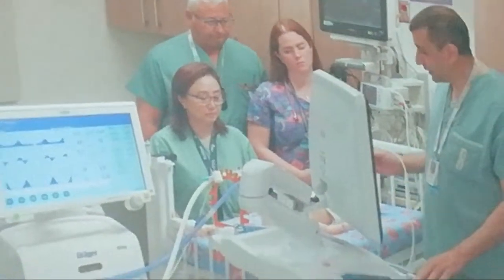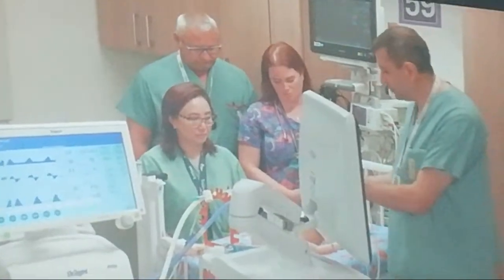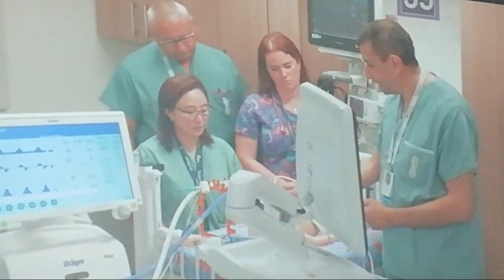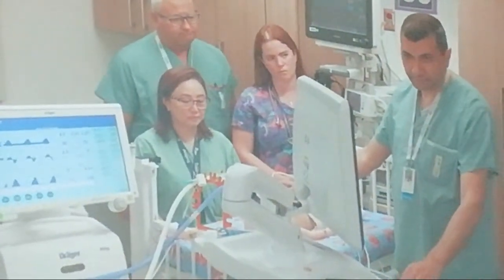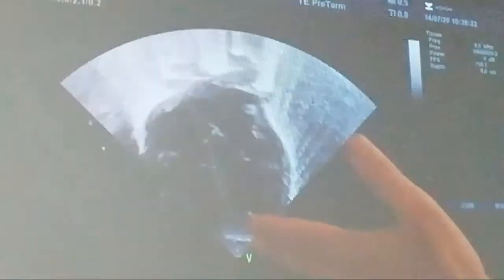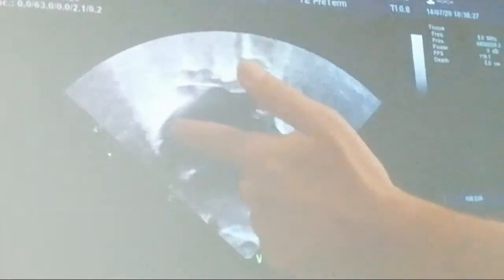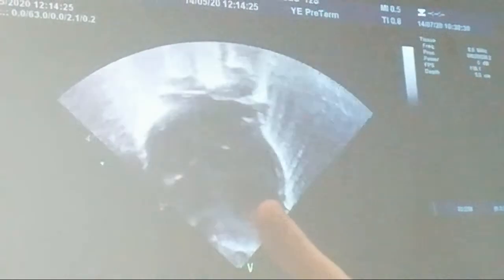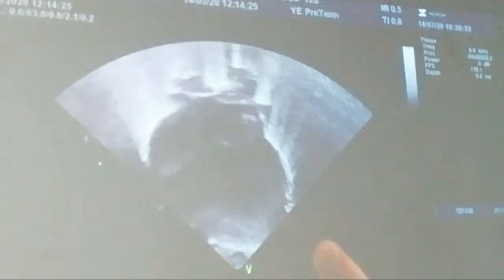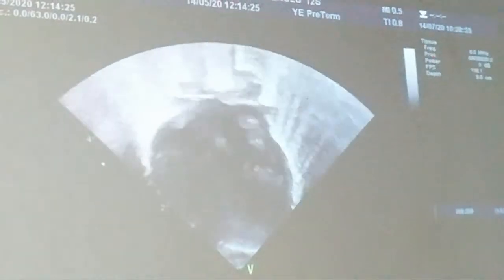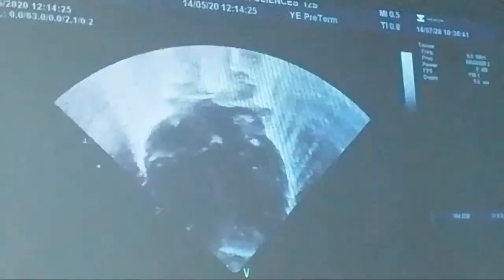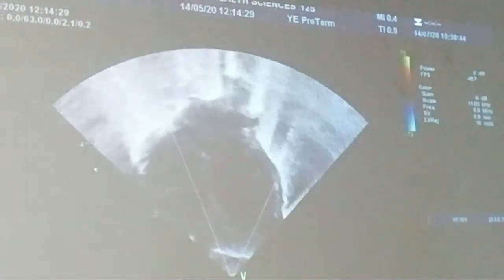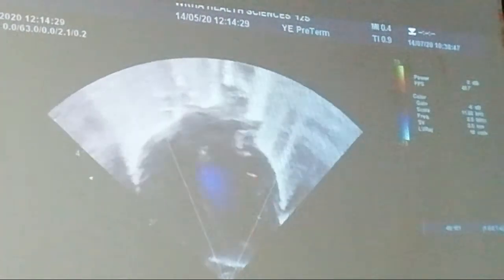So I will start with the apical four chamber view. We put the probe with the index mark to the left side of the baby and the probe over the apex, and then we get the apical four chamber view. So here I can see the four chambers of the heart: the left atrium, left ventricle, right atrium, right ventricle. From the first look, the right side is smaller compared to the left side, which is against the diagnosis of pulmonary hypertension. And if we add color Doppler to this view, you can see the filling of the left side of the heart is good.